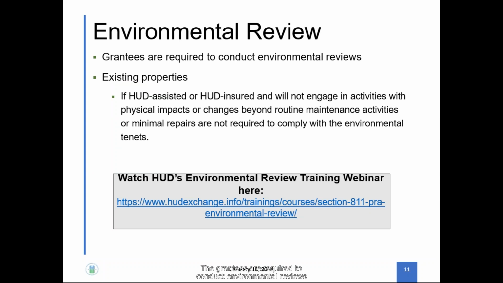So grantees are required to conduct environmental reviews of both new and existing properties. The guidelines for the environmental review are found in the PRA guidelines located in the cooperative agreement. For existing properties, however, if the property is HUD assisted or HUD insured and will not engage in activities with physical impacts or changes beyond routine maintenance activities or minimal repairs, they are not required to comply with the environmental tenets.